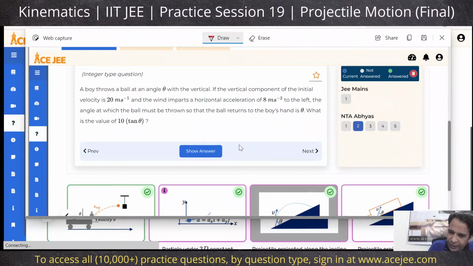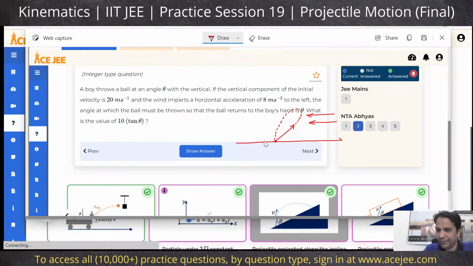So this is the ground. You have to throw the ball at a certain angle. The wind is blowing in the opposite direction. So when you throw it in this direction, the particle is going to go up, and then it's going to come back. Please go ahead and solve this one. I think this is definitely an interesting question.